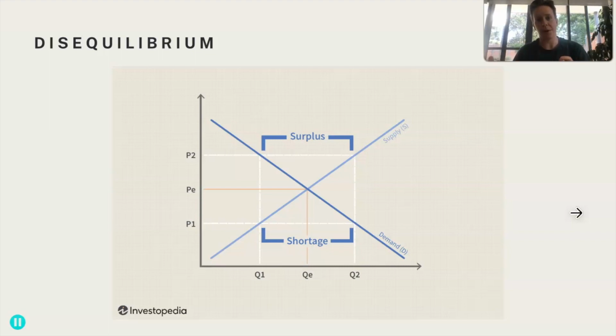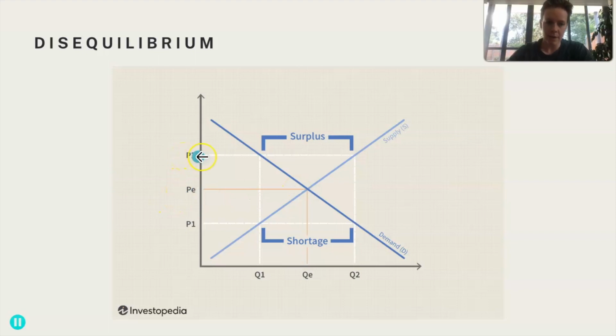Okay, so what we're going to spend a lot of time talking about today is how we go from equilibrium to disequilibrium back to equilibrium. And to do that, you've got to have an understanding of what a surplus and a shortage looks like. So at price E, all right, we've got QE, we're in equilibrium. But then let's assume for some reason, and we'll talk about those reasons in a moment, there's an increase in price from PE to P2, okay?